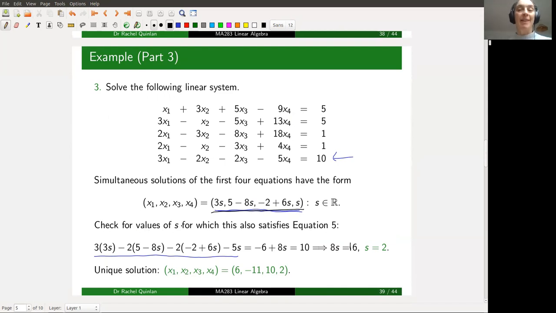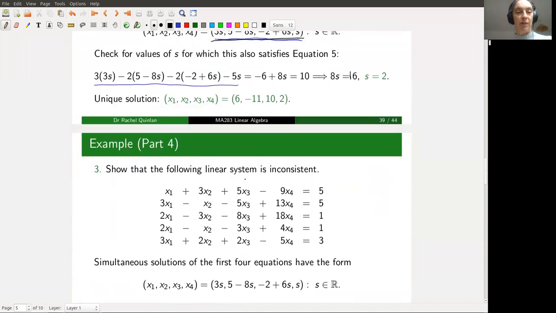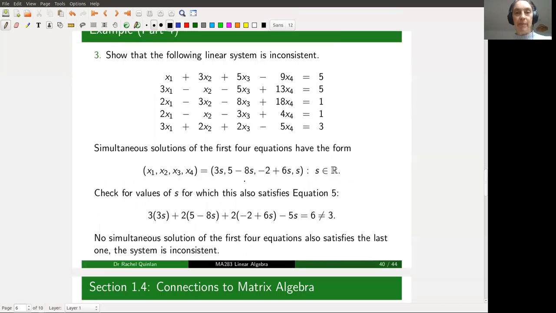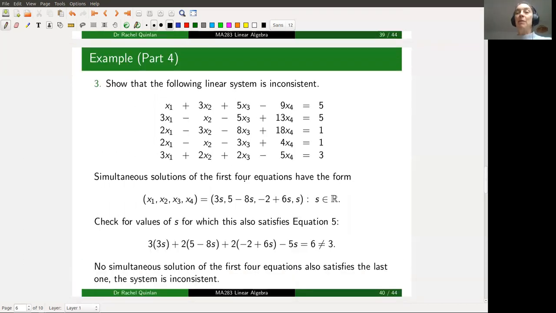There is one other thing that can happen, and just for completeness, let's mention it with an example of this type. So the general setup usually would be exactly this. You have some subcollection of the equations that together have infinitely many simultaneous solutions. You add in an extra equation, and you can determine whether there are some values of those free parameters that additionally satisfy this extra equation.